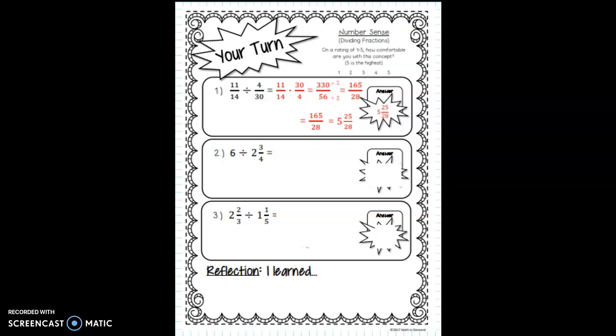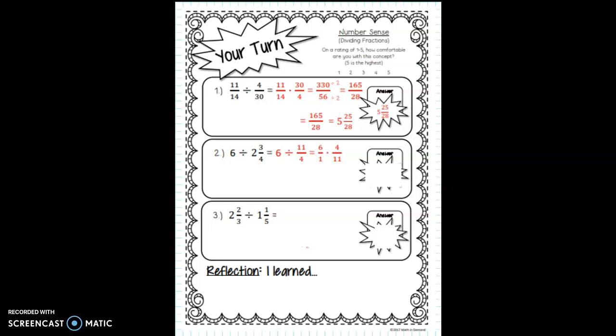Number 2, 6 divided by 2 3/4. When we're using mixed numbers, we have to first change the mixed number to an improper fraction. 4 times 2 is 8, plus 3 is 11. Our improper fraction is 11/4. Then we change 6 to 6 over 1, so it looks like a fraction, times 4 over 11.